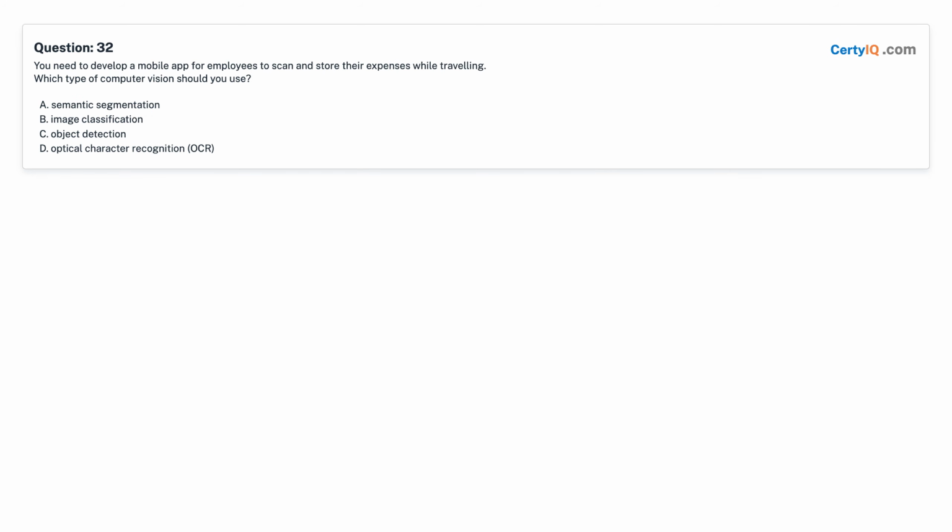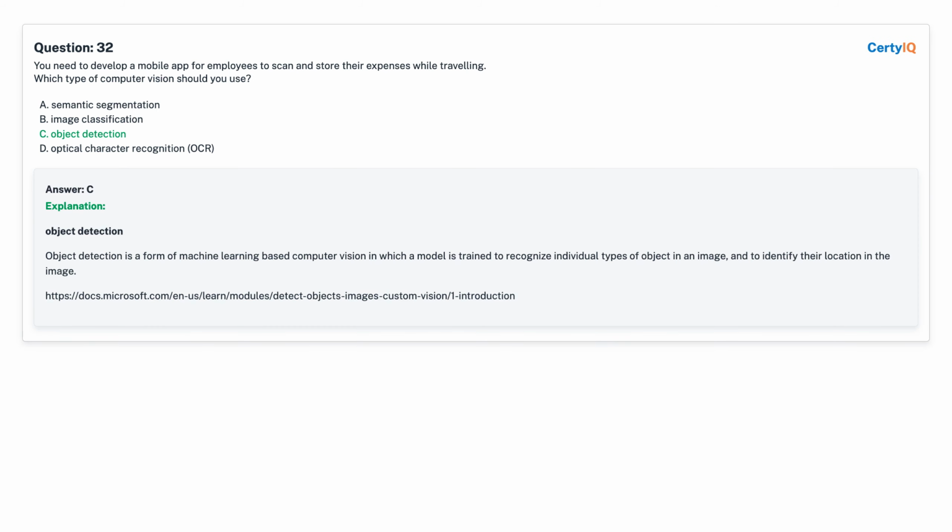Question 32. You need to develop a mobile app for employees to scan and store their expenses while traveling. Which type of computer vision should you use? A. Semantic segmentation. B. Image classification. C. Object detection. D. Optical character recognition, OCR. Answer is C. Object detection.